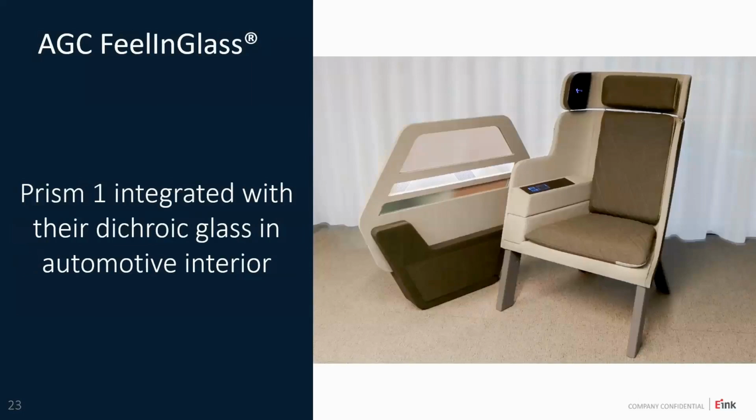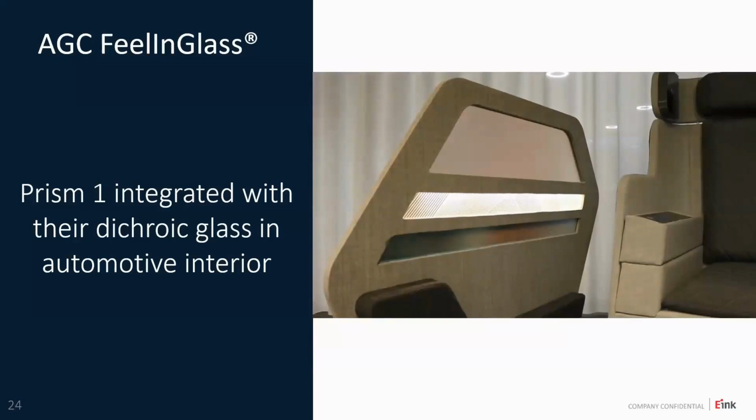One that's a little bit different, but also automotive, is AGC has integrated our black and white film into a panel. And as you can see here, they have dichroic glass, and then they switch our material behind that, and that gives some sort of a waving color experience that they are promoting now for use in automotive interiors.